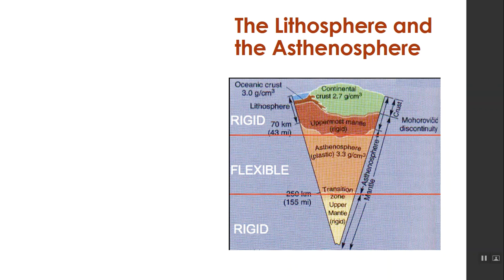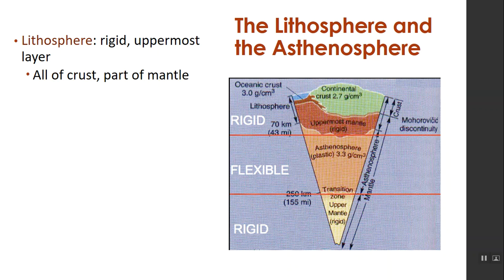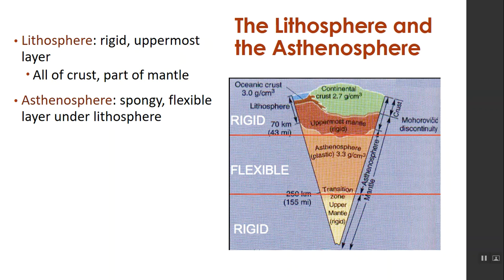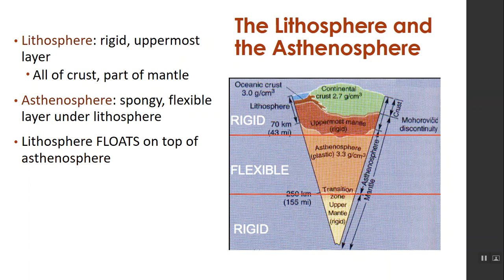So first we want to talk a little bit about what the planet looks like below the surface. We have the lithosphere, which is the rigid uppermost layer of the planet, which we'll spend the rest of the semester talking about. This includes all of the crust and part of the mantle. Then we have the asthenosphere, which is the spongy, flexible layer underneath the lithosphere. And so the lithosphere floats on top of the asthenosphere. This is important to know because we're going to talk about plate tectonics and how tectonic plates move. They are floating on top of that asthenosphere.